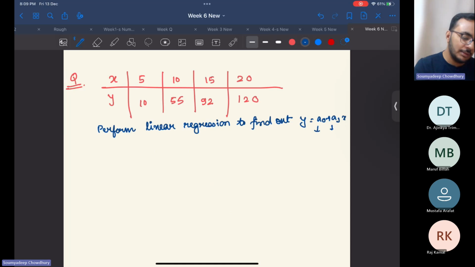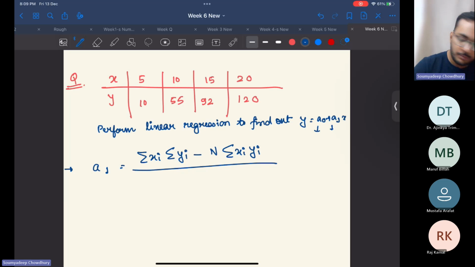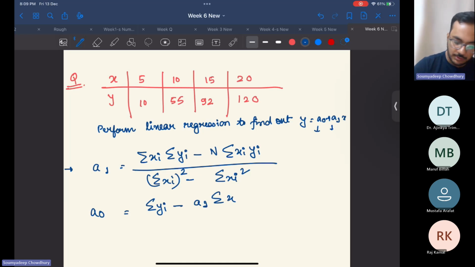First we'll do it the normal approach. So we have to find out a naught and a1, right? So what is a1? A1 is n summation xi yi minus summation xi summation yi, upon n summation xi square minus summation xi whole square, and your a naught is summation yi minus a1 summation xi upon n. These are the two formulas.